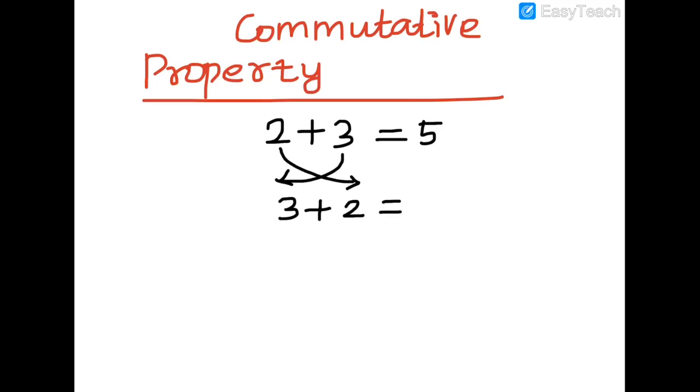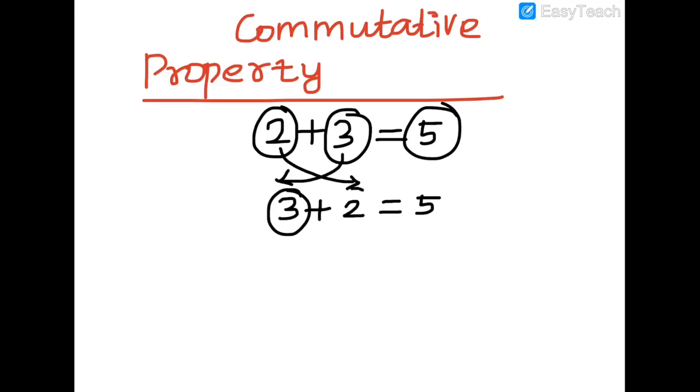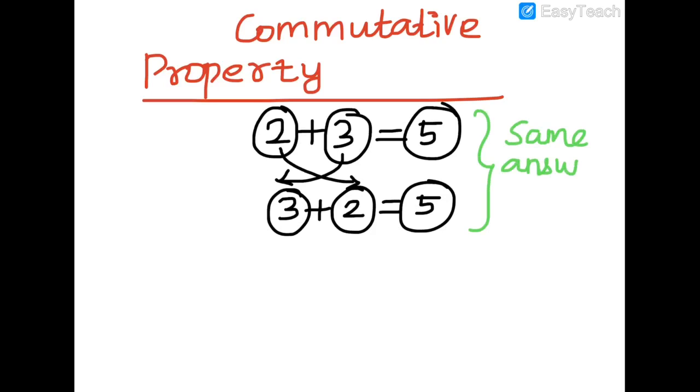So 3 plus 2, what is the number? 5. Now see, 2 is one whole number, 3 is one whole number, and 5 is one whole number. In the same way 3, 2, 5 is a whole number. So after interchanging and adding these two numbers, whether you get the same answer or a different answer. Here I get the same answer, that means 5. So same answer I am getting. That means we can say it is a commutative property.